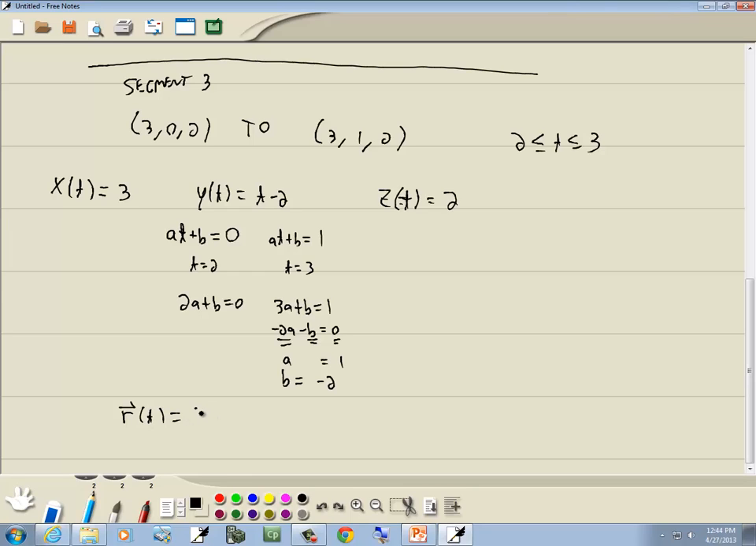So this segment here is going to equal 3i plus t minus 2j plus 2k from t equals 2 to t equals 3. So let me write that one down. Okay, we got r is equal to 3i plus t minus 2j plus 2k from t equals 2 to t equals 3. Okay, let me save this.